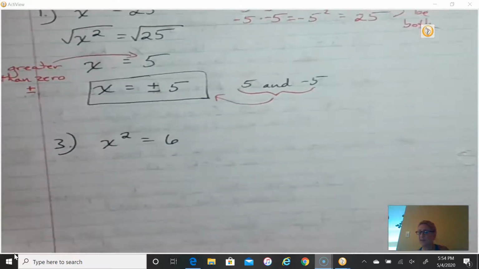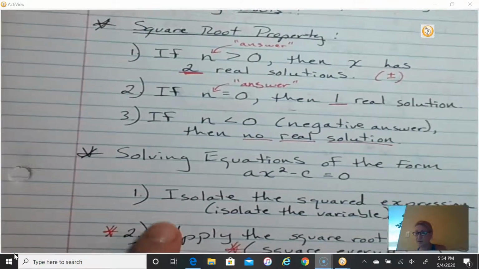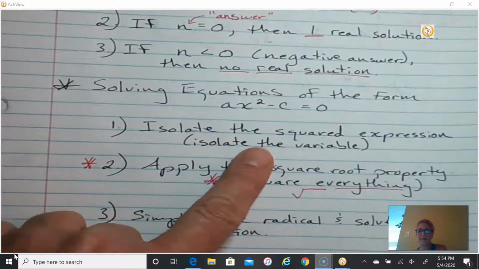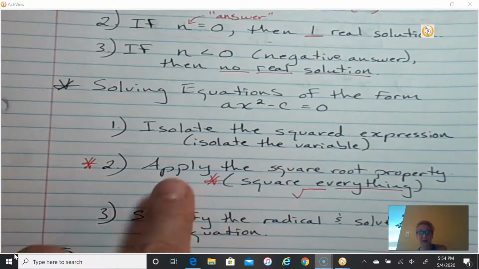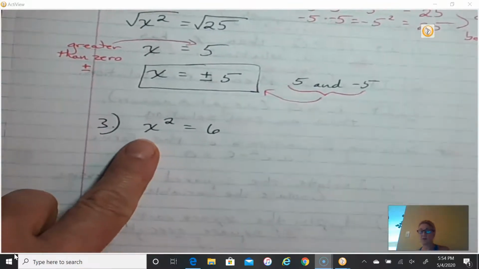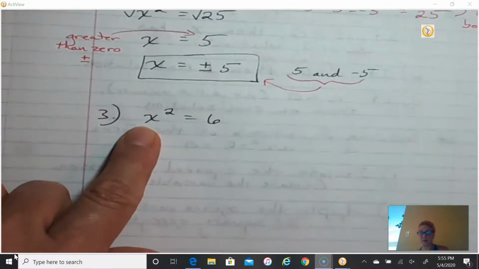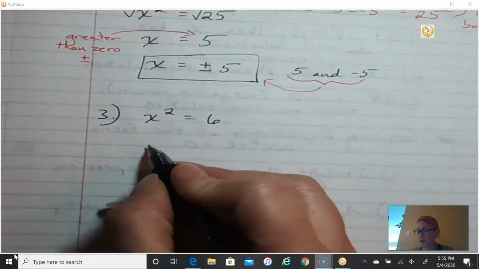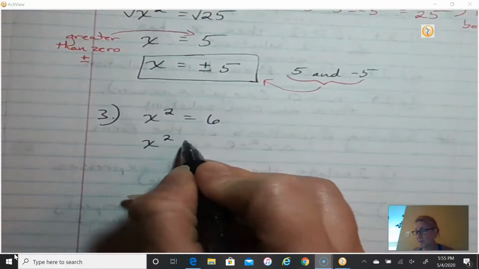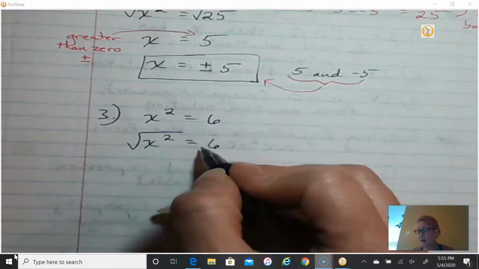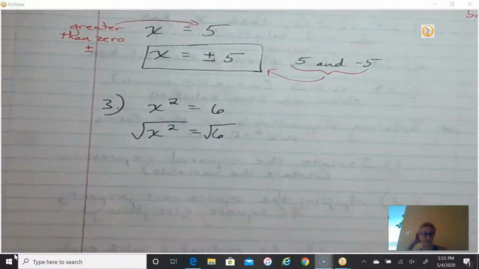I hate to keep flipping. So step 1 is isolating the squared variable. And then step 2 is we're going to square everything. So step 1, we've isolated the squared variable. So step 2, we square everything with the radical sign. I'm going to rewrite it and throw on that radical sign.